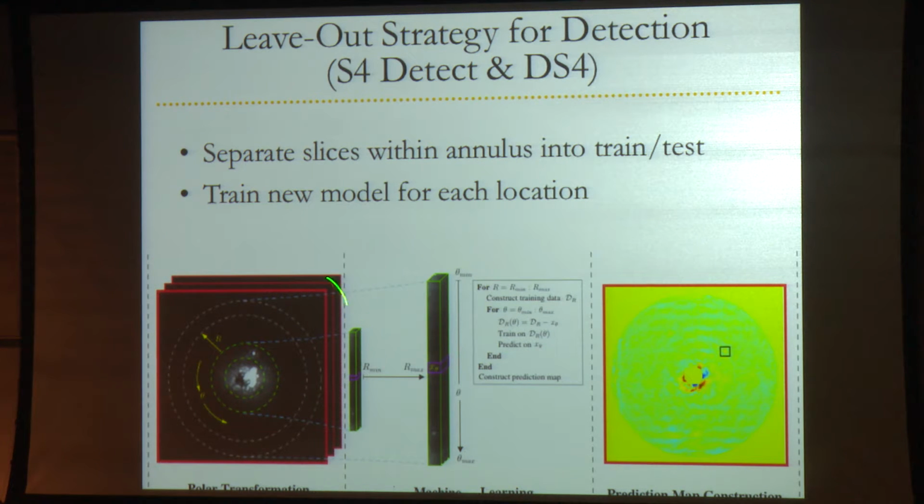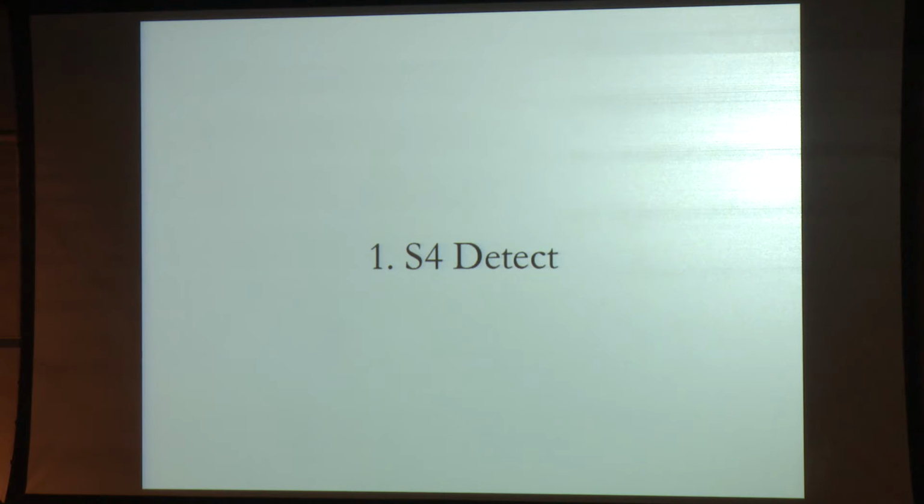So as a result, what's going to happen is that you have to iterate not only over wavelength, but you'll have to build a new model for every single radius and wavelength offset from the center. Okay, so it's somewhat painful to do, but if you have powerful computers, you can afford to do it. Okay, so let's look at the DS4 Detect algorithm.